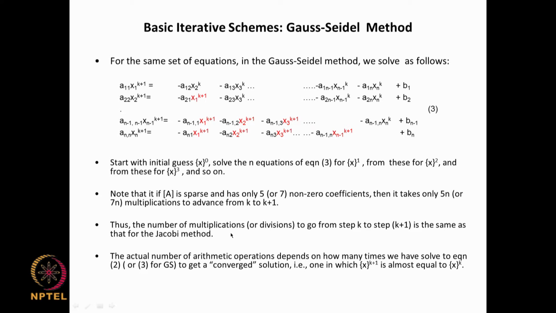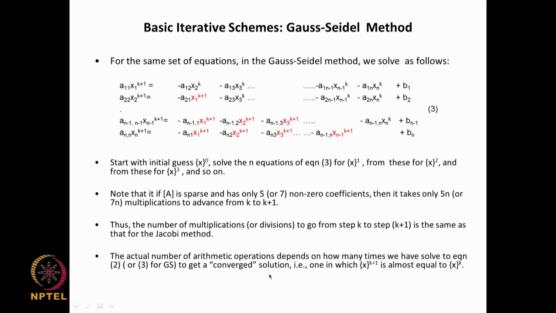The number of multiplications or divisions to go from step k to k plus 1 is the same in both the Jacobi method and the Gauss-Seidel method. The actual number of arithmetic operations depends on how many times we have to solve equation 2 or 3 for the Jacobi method and the Gauss-Seidel method to get a converged solution.